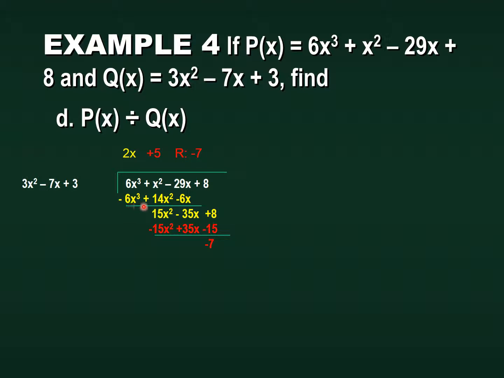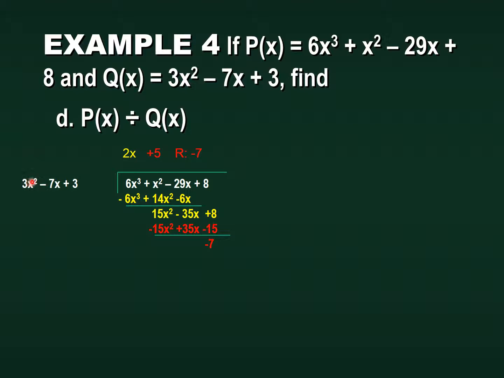So I go ahead and combine all that. My 6x cubed and my -6x cubed cancel, which is what's supposed to happen. X squared plus 14x squared is 15x squared. -29x minus 6x is -35x. And then I go ahead and bring my 8 down. So then I think, what can I multiply by 3x squared to get 15x squared? Well, I can multiply by 5.